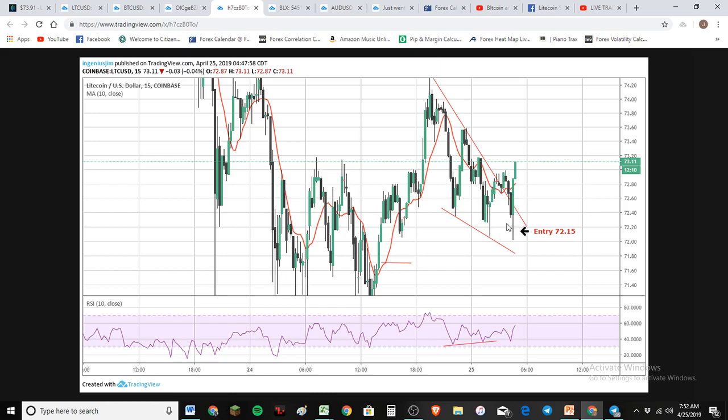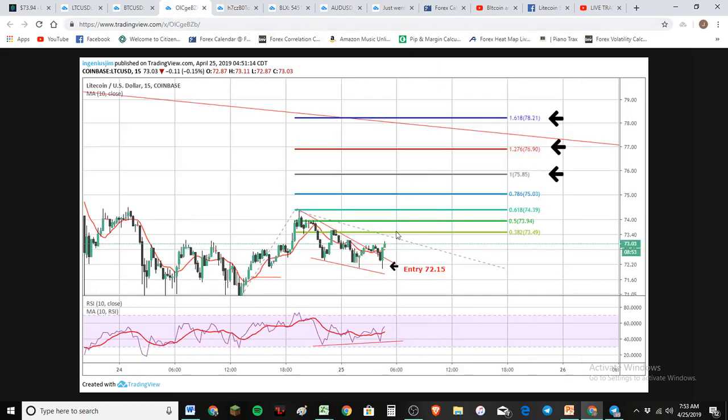I had my buy order set here for 72.15, which was right at this low, maybe just a couple of cents higher than this low right here. It came down and tagged it and shot up, and it was a really nice feeling for the trade to break away. So yeah, there was my entry.